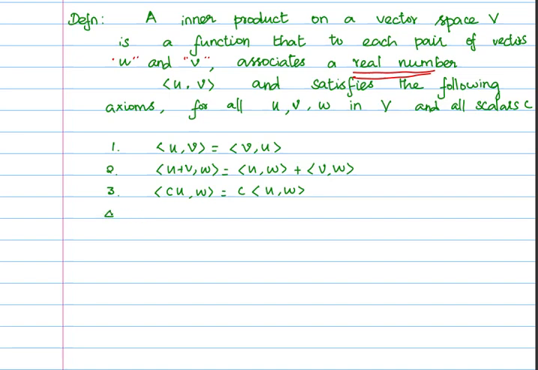And the fourth condition is positive definite. u comma u is always greater than or equal to 0, and if u comma u equals 0, it implies u must be the zero vector. So these four conditions, when satisfied, make it an inner product.